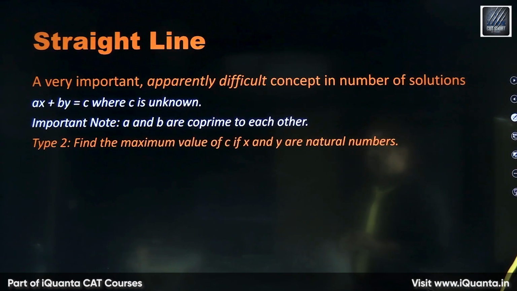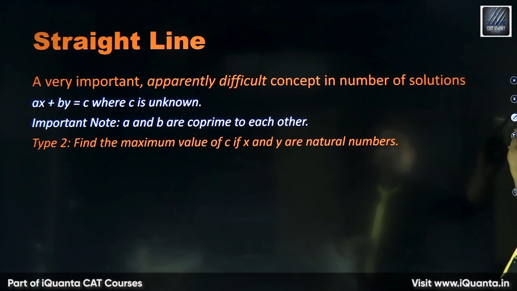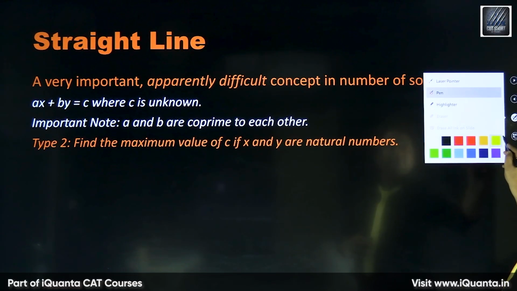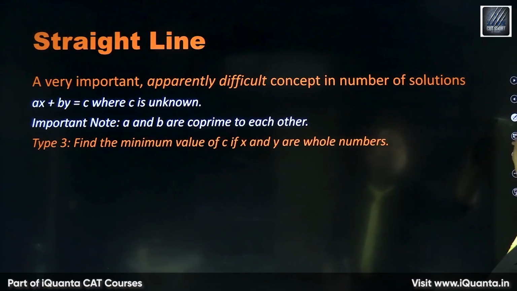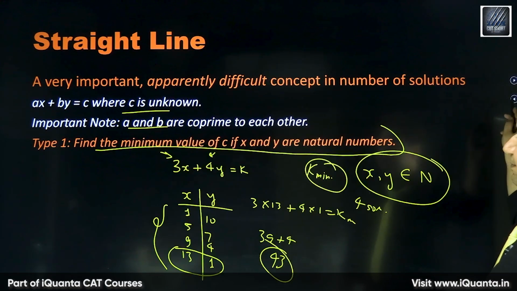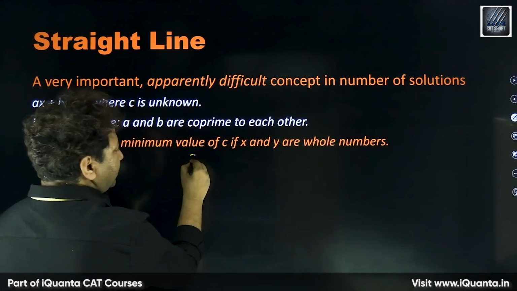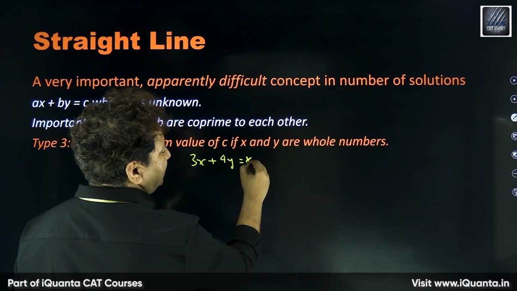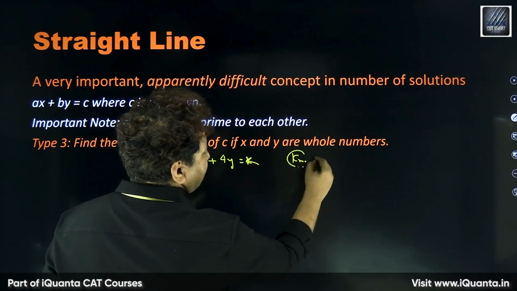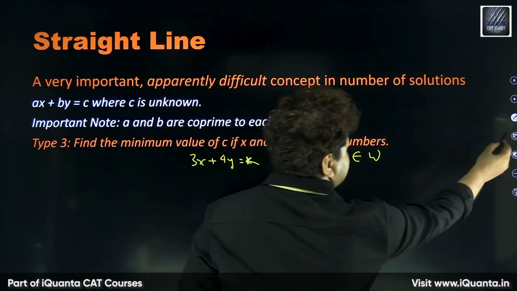What's the next form? Find the maximum value with their natural numbers. Okay, no problem in that. The maximum value. How to find the maximum value when both are natural numbers? Before that, let us try to do minimum value when x and y are whole numbers, because that will be easy for us. So we take the same example with 3x plus 4y equal to k. So let's say 3x plus 4y is equal to k, and someone asks what is the minimum value of k if x and y belong to whole numbers. x and y, I'll just write that again.